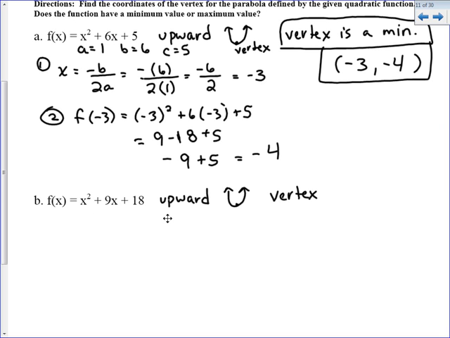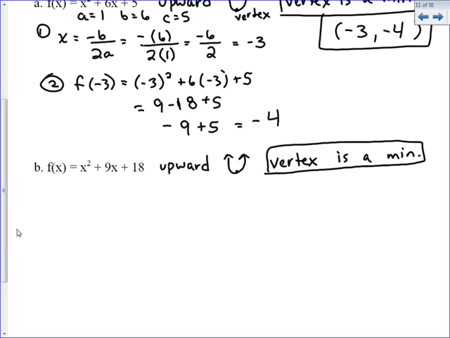And there are questions on your homework that ask, do you have a maximum or minimum? It's all based on, does it open upward or downward? Is your vertex the top or the bottom? So vertex is, again, a minimum. If it opens upward, it's always a minimum. If it opens downward, it's always a maximum.